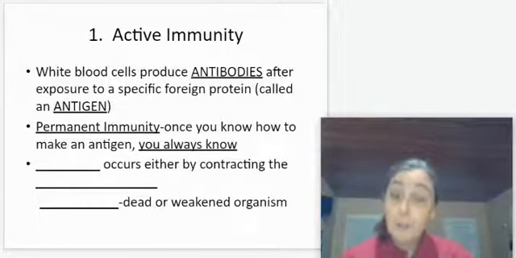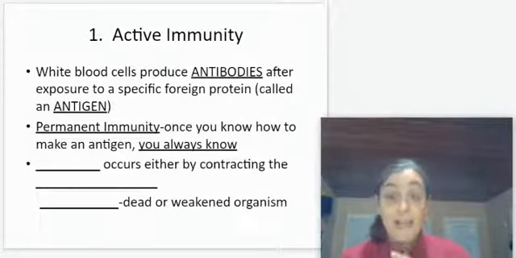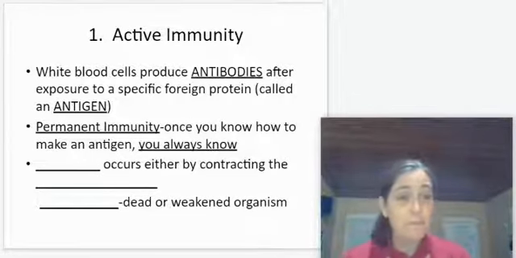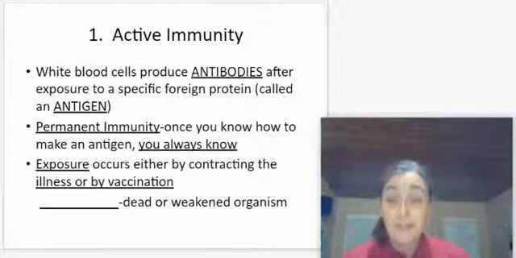Now there's a couple of different ways you can get permanent immunity. You can get sick like I did, right? I got the chicken pox, boy, was I miserable, right? So you can be exposed to the disease. But another way you can do it is you can get a vaccination.